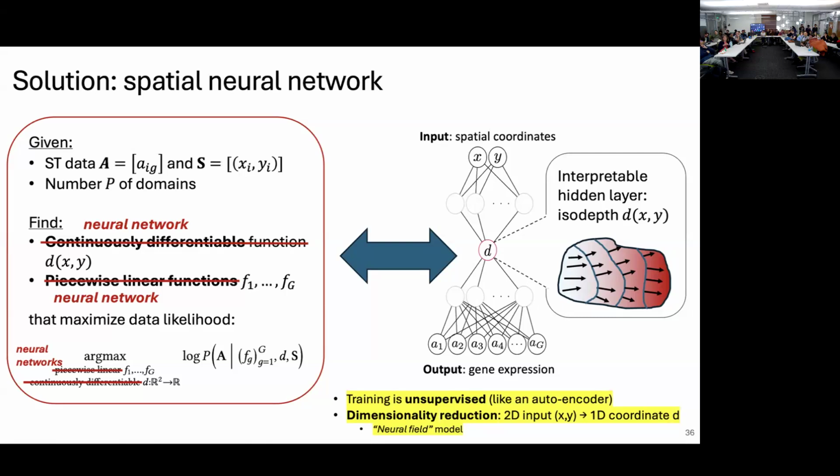It's called a neural field model. So you might have heard of models like NERF, which also use a model where inputs are spatial and outputs are observed measurements.